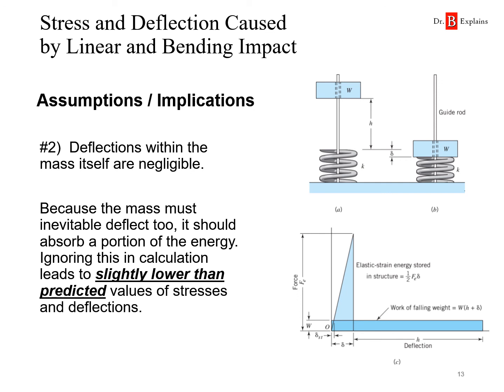Assumption number 2 is that the deflection within the mass itself is negligible. So what we're going to say is the mass is going to be completely rigid. Now we know in actuality the mass itself is going to deflect as well. So it also deforms, and when it does, it absorbs some portion of the energy. But we're going to go ahead and ignore this portion of energy in our calculations, and this is going to lead to slightly lower than predicted values of stresses and deflection. Remember, number 1 was going to underpredict. This is going to over.